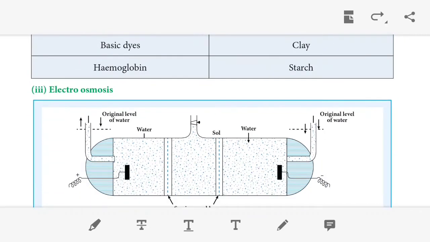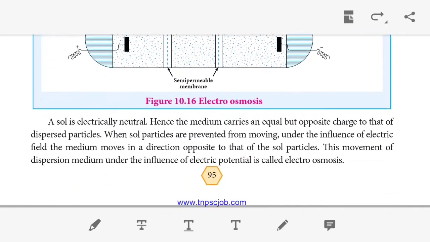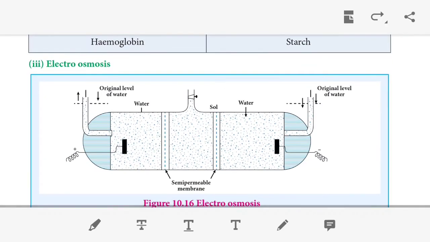Then the last property of colloids, the last method, electroosmosis. Sol is electrically neutral. Hence the medium carries equal but opposite charge to the dispersed particle. So the sol particles are prevented from moving under the influence of the electric field.